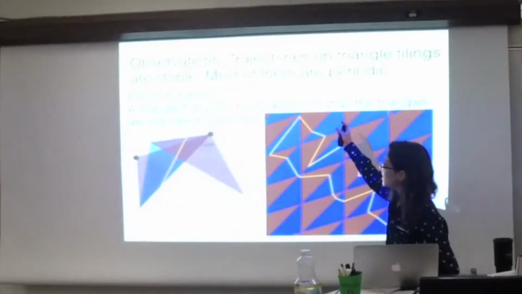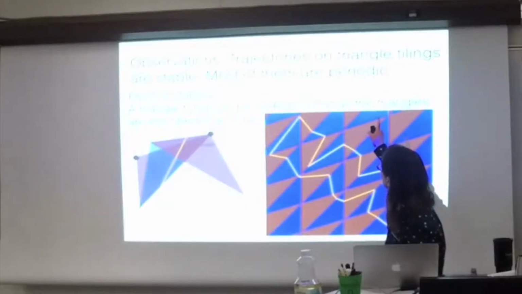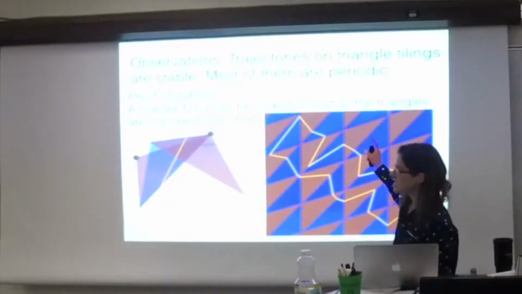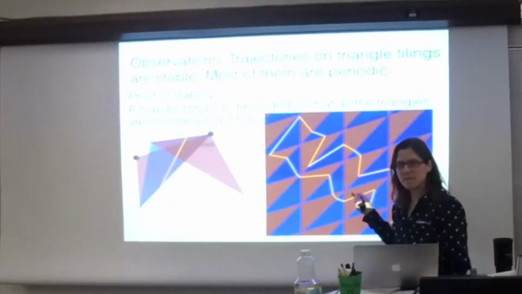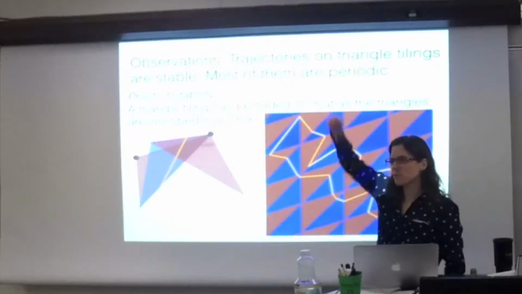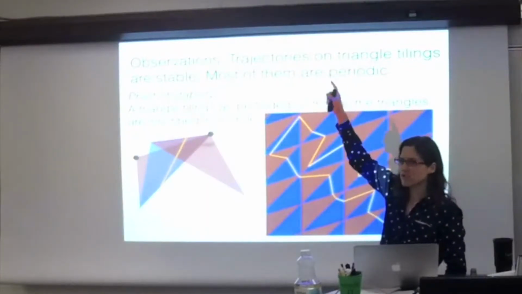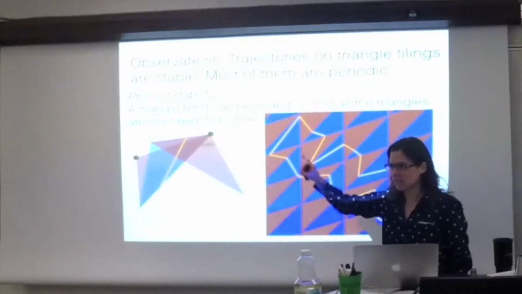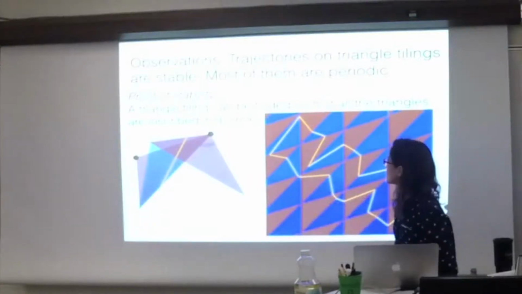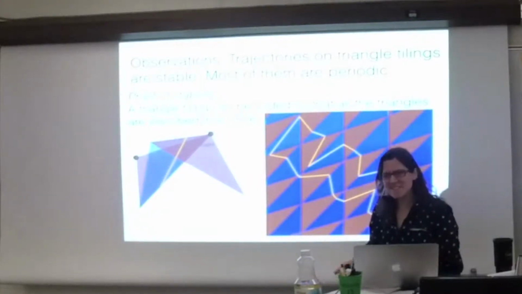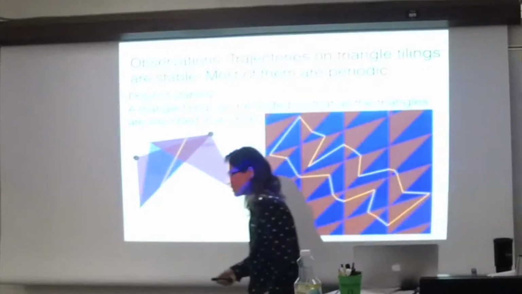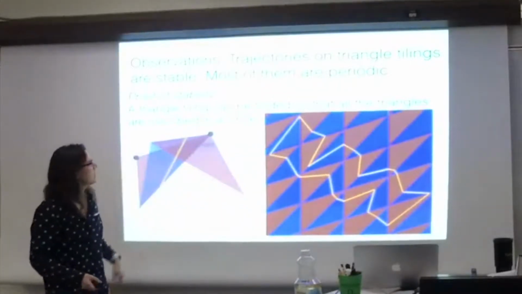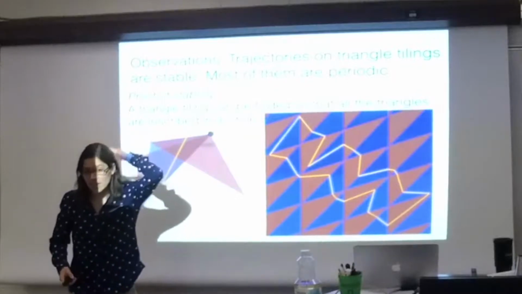So, something we observed over and over again is that trajectories on triangle tilings are very stable. And also most of them are periodic. So even those ones that shot off, I think usually if we gave them enough iterations, they would actually come back and close up. So why? This does not happen on the square. This does not happen on a triangle billiard table. Why is this?